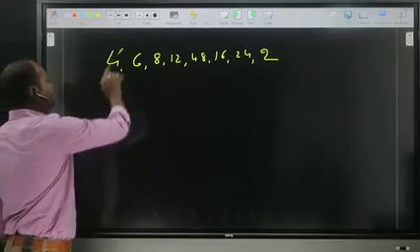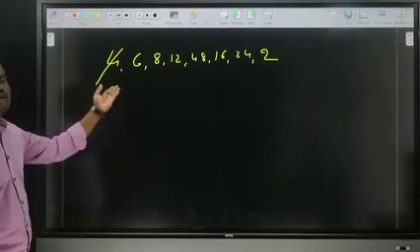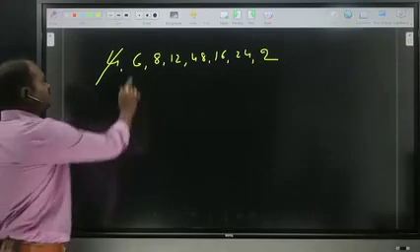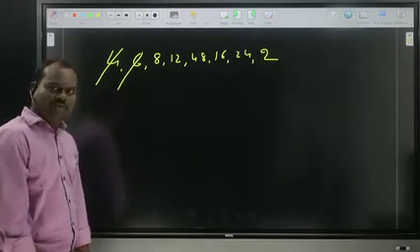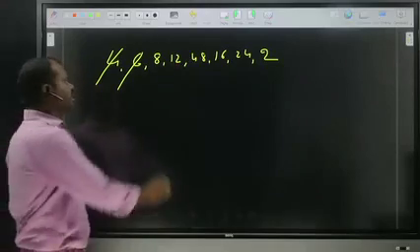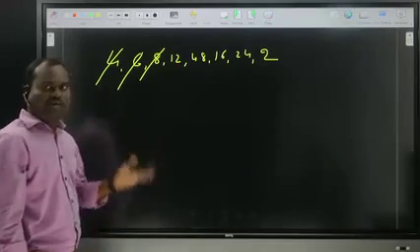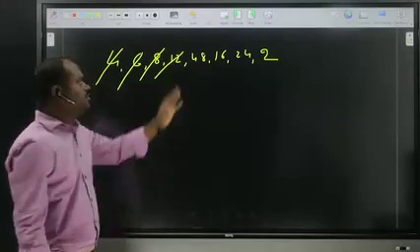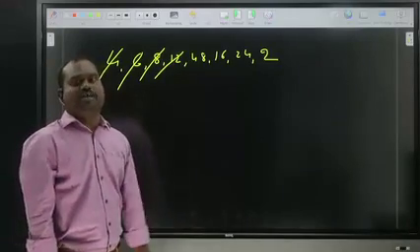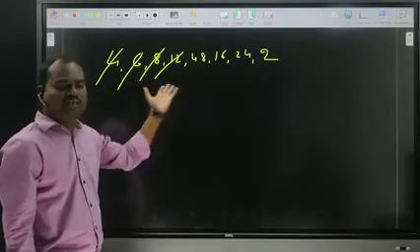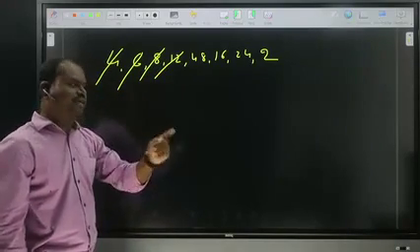4 we can eliminate, as well as 6 also we can eliminate, because in the 6 table you will get 12, 48 and such. 8 also we can eliminate, because in the 8 table you will get 48, 16 and such. So we can eliminate the 8. We can eliminate 12 also, because in the 12 table we will get 48. 48 we cannot eliminate, because in the 48 table you will not get any one number. So we can't eliminate the 48.